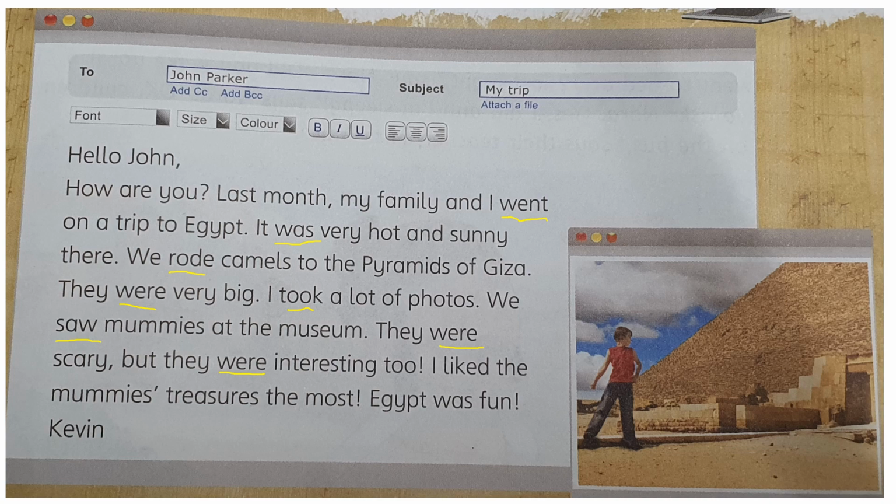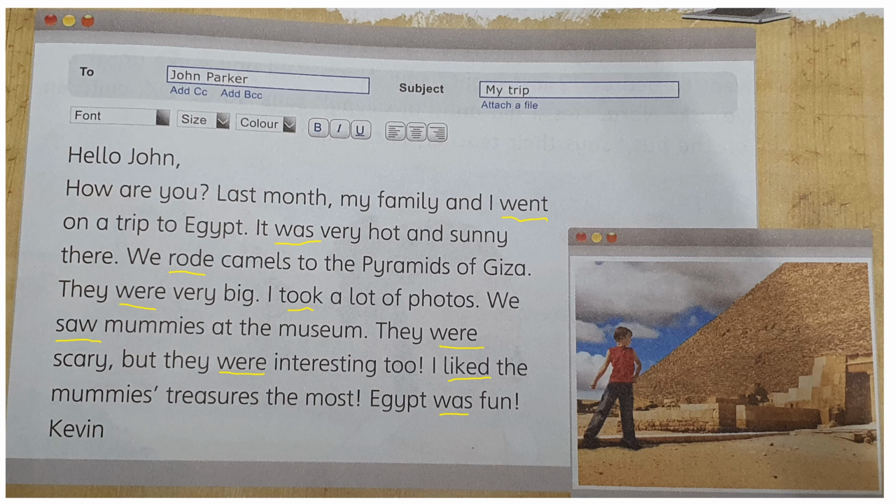I liked the mummy's treasures the most. I liked, okay? Maybe the treasures, they were rings or diamonds or rubies, okay? Those are treasures, right? Egypt was fun, okay? So you see, Kevin used simple past tense when he was writing this email.